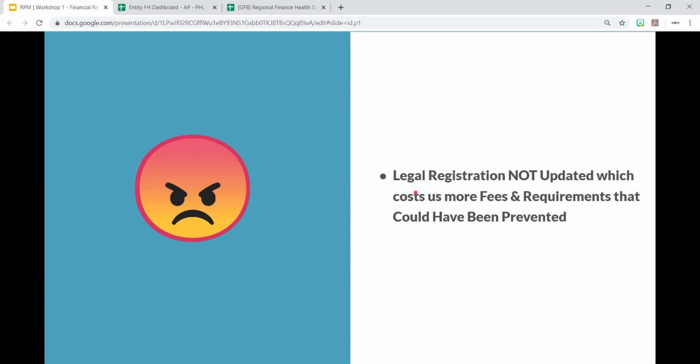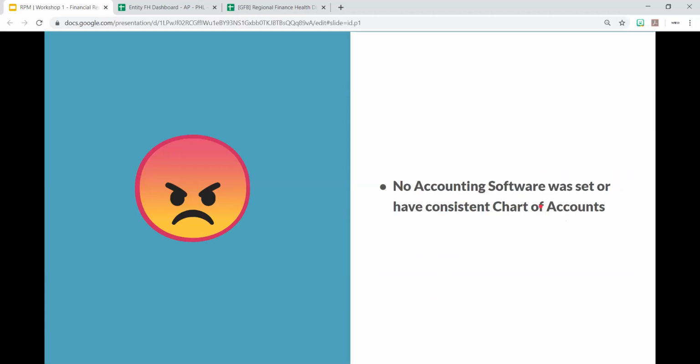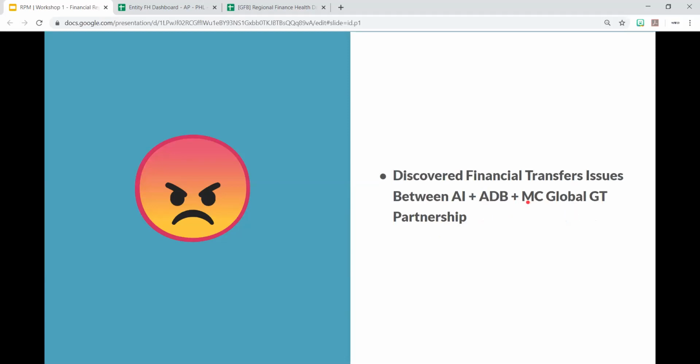I discovered that legal registration back then was not updated, which caused us more fees and requirements that could have been prevented. No accounting software was set or had a consistent chart of accounts, because it changed almost every term. I discovered financial transfer issues between Isaac International, ADB, and MC in terms of the global IGT partnership. So this was back then. There were partnership issues with a global partner.